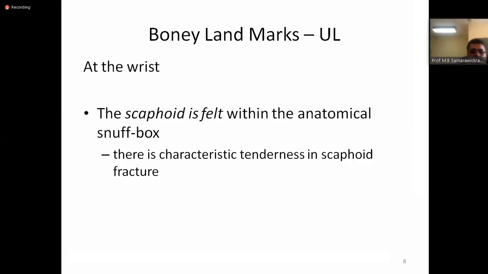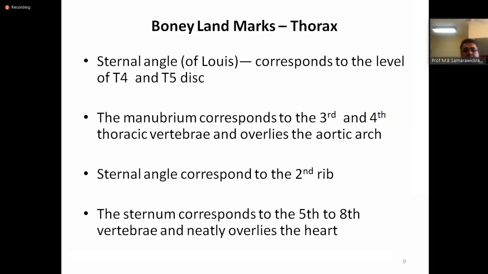The styloid processes: there are two styloid processes, radial and ulnar. Out of these, the radial styloid process is felt distal to the ulnar styloid process. So if the radial styloid process is felt proximal to the ulnar styloid process, it suggests a fracture of the distal end of the radius.